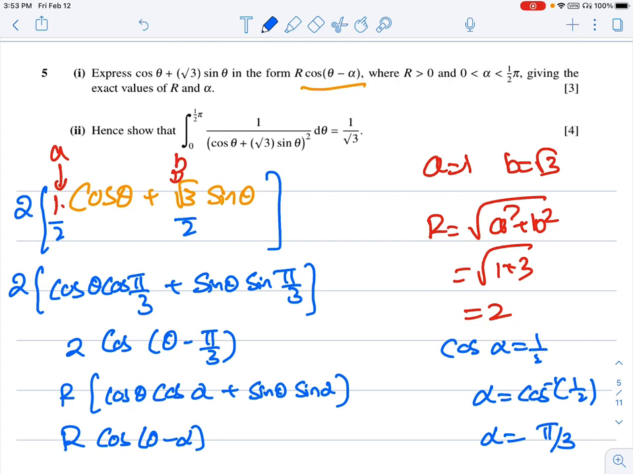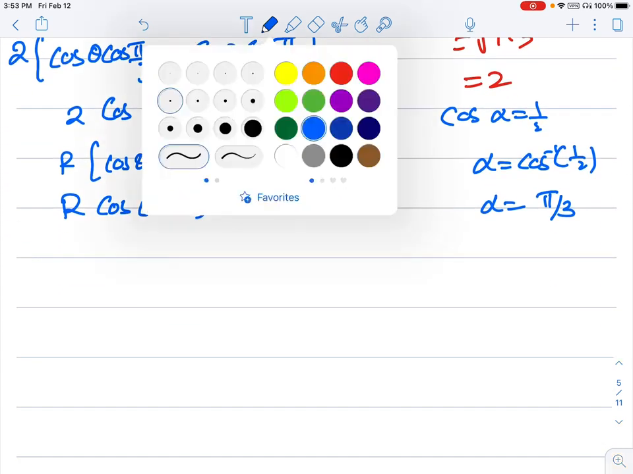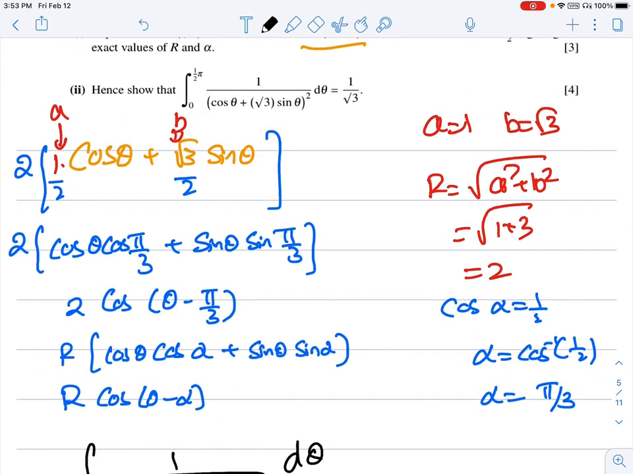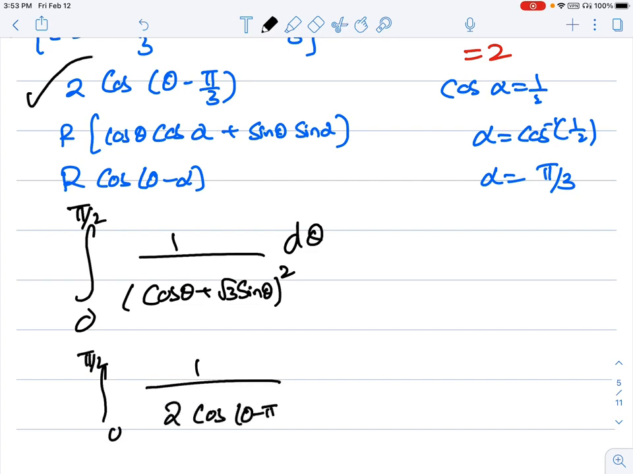Now hence show that the integration is 1 upon 3. Integration of 1 upon cos theta plus root 3 sin theta whole squared, d theta, from the limits 0 to pi by 2. So limit 0 to pi by 2, 1 upon cos theta plus root 3 sin theta is 2 cos of theta minus pi by 3.